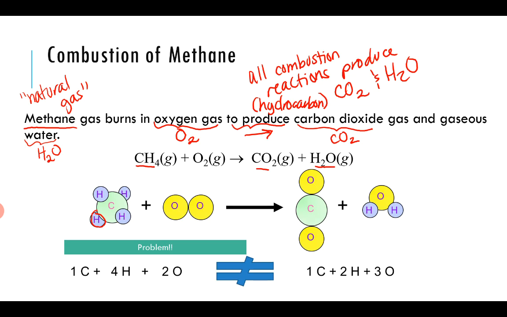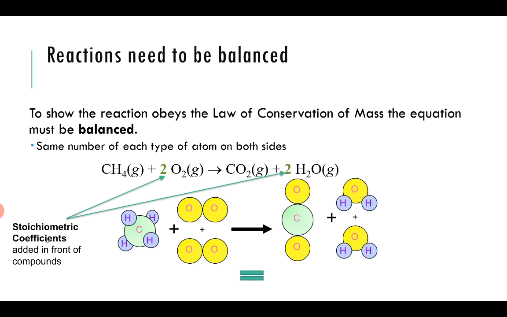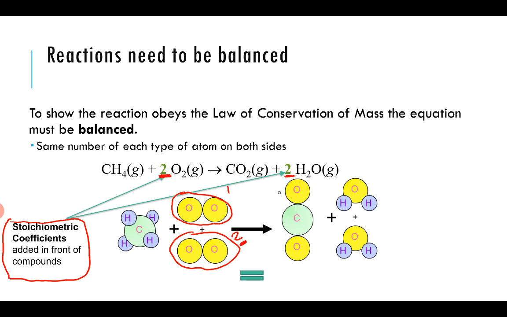And so we have to edit our chemical equation a bit. And to do that, we need to add what's called stoichiometric coefficients. And so stoichiometric coefficients are numbers that are added in front of the chemical formulas in order to indicate how many of each compound or each element we have. And so a number like this, a 2 in front of O2, means that we have two different O2 molecules. And so you can see I have one here, and then I have a second one here. And so that's why I put a 2 coefficient in front of that O2.